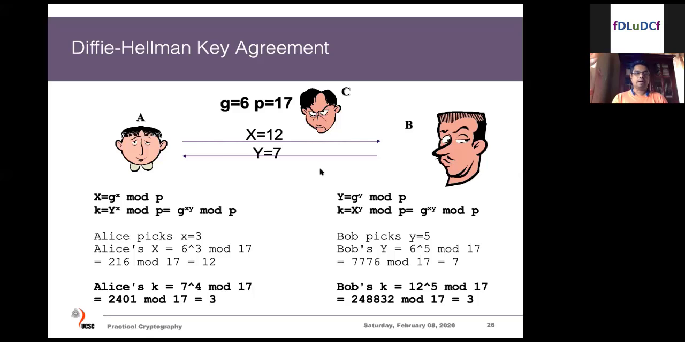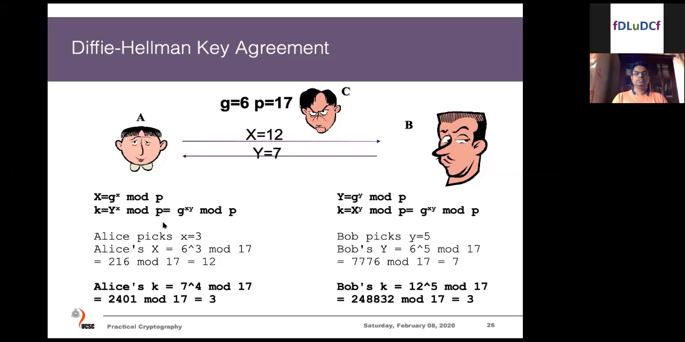Y is the public key of the recipient. We have to calculate the public key of the recipient to the power of the private key modulo P. We can mathematically prove that this is equal to G to the XY mod P. Similarly on the other side, the other party has to calculate the public key of his recipient to the power of his private key modulo P. That also ends up as G to the XY modulo P. Both parties then end up with the same number.